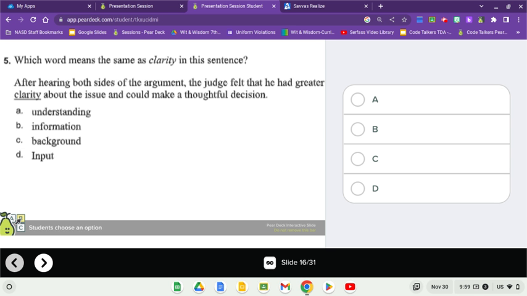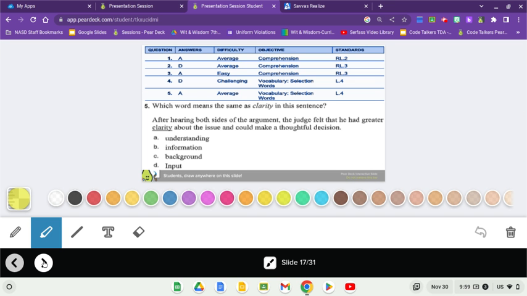Take a moment and take a guess. You guessed it. It is A, understanding. He had greater understanding about the issue.